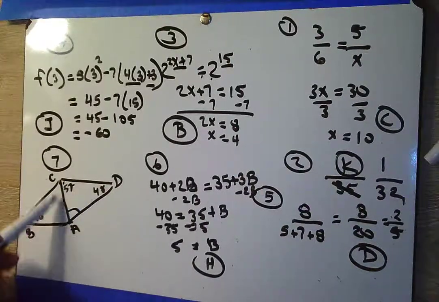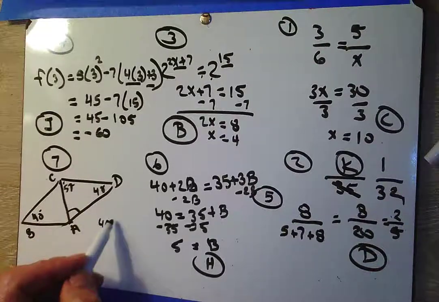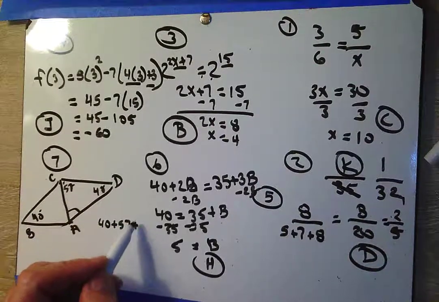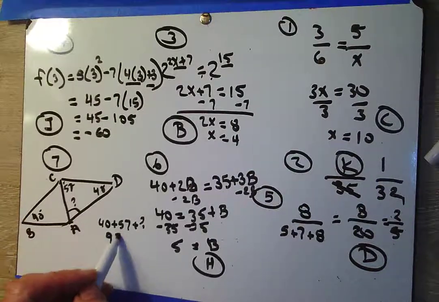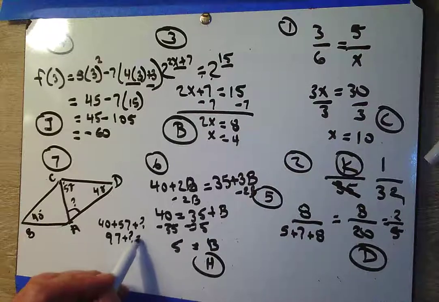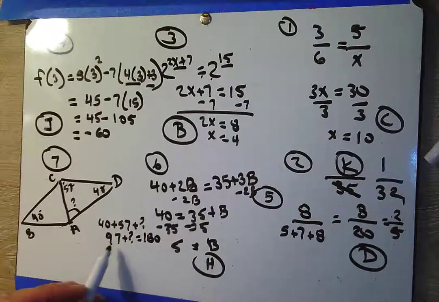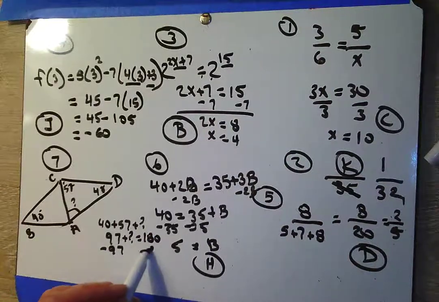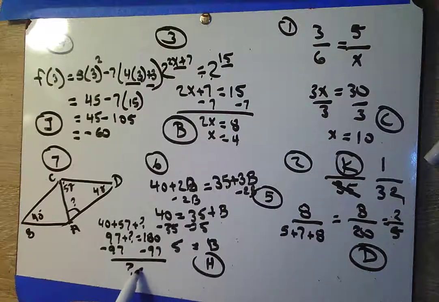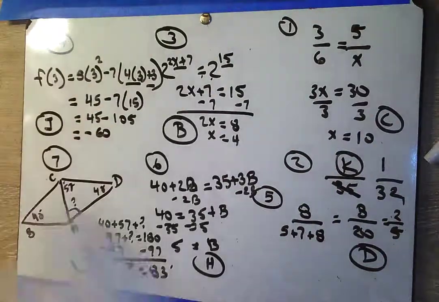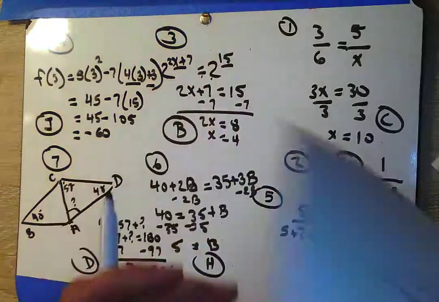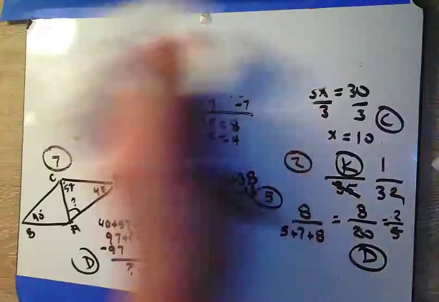So I see a triangle here with 40 and 57 and our unknown angle. So we've used up 97 plus question mark equals 180. If I subtract the 97 we've already used up, question mark is 83 degrees. And that's why D is the answer to number 7. Okay, let's flip the page, take a look at the next set of problems.